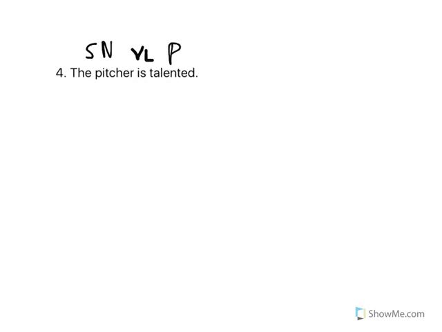Now, you know this is going to be a predicate adjective rather than a predicate noun because the word talented is an adjective and it's describing pitcher. It's not necessarily renaming pitcher, but it's describing pitcher as talented. A predicate noun renames pitcher. Pitcher is tosser.